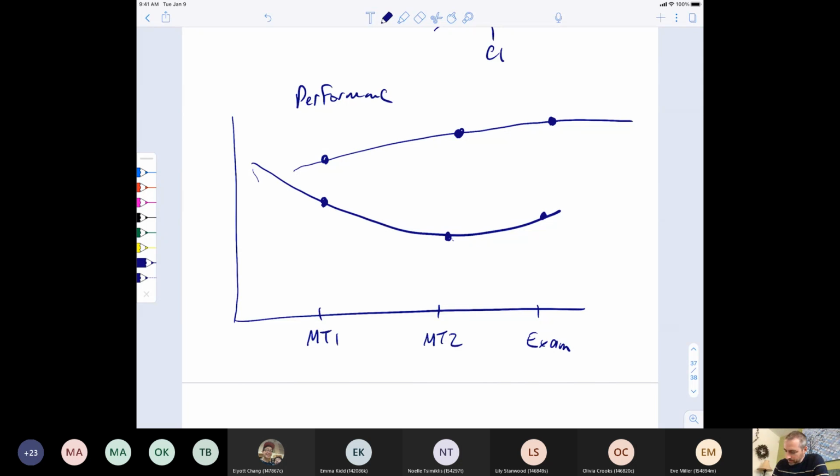People who are in the middle typically do badly on midterm 2 and recover a bit. Some people recover a lot. I've seen huge jumps from midterm 2 to the exam. That's usually people who didn't have time to study for midterm 2 and pull it together. Some people, it all depends, right? If you had a big drop from midterm 1 to midterm 2 and you did nothing in the in-between time to correct that, usually there's another drop for the final exam.